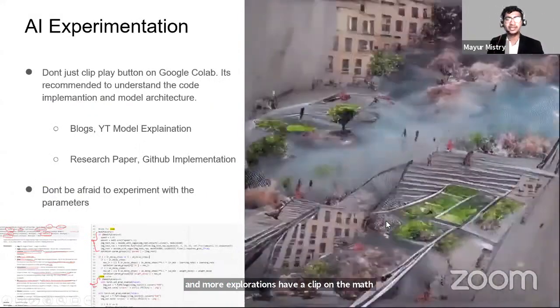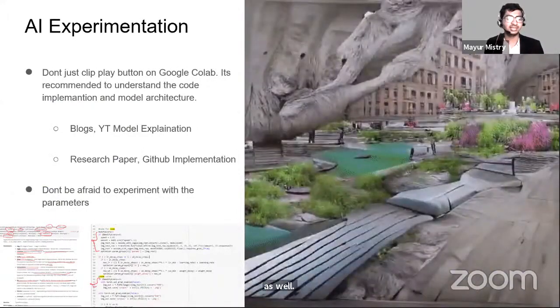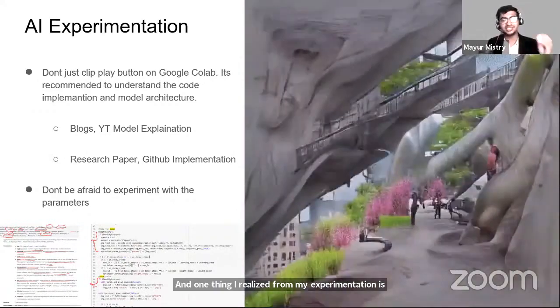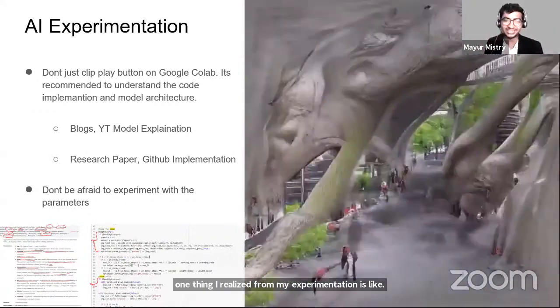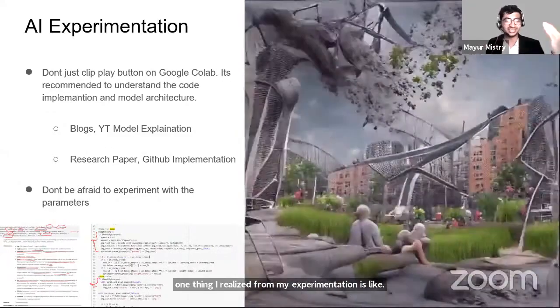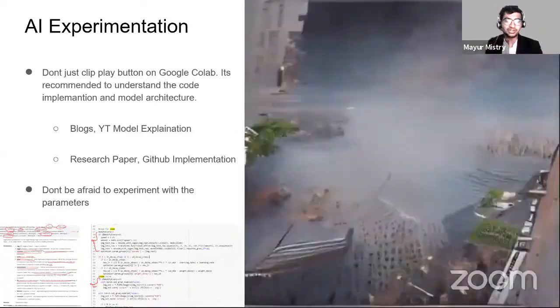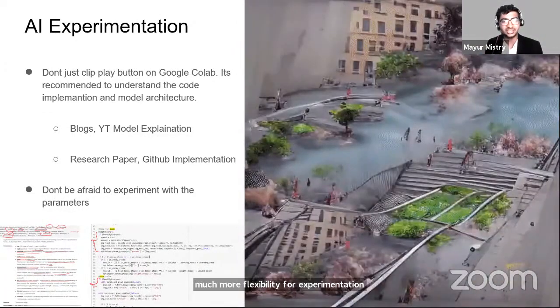And one thing I realized from my experimentation is that if you just treat the Colab script and just play, it is a black box. But once you read research papers and understand what each different part of the code does, it will provide you much more flexibility for experimentation in your design.